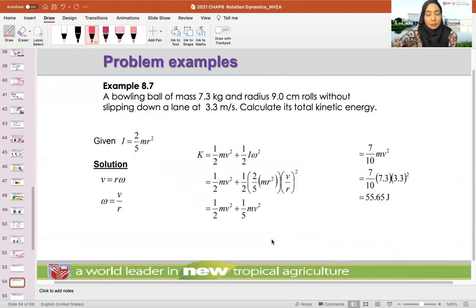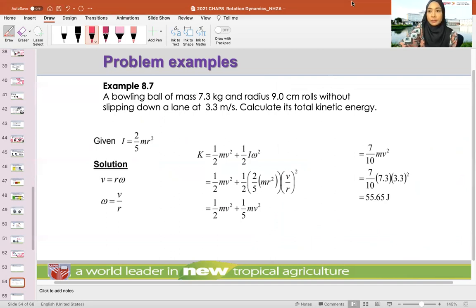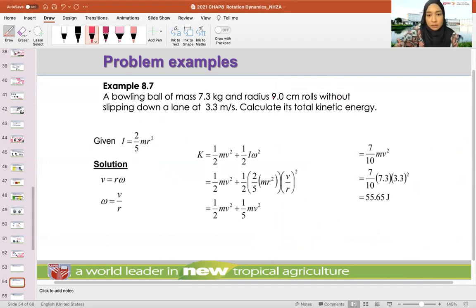Okay, so we have an example here. A bowling ball of mass 7.3. Dah ada solution, tak apa. A bowling ball of mass 7.3 kilogram and radius of 9 centimeter ataupun R is equal to 0.09 meter rolls without slipping down a lane. Now they use the phrase rolls without slipping.